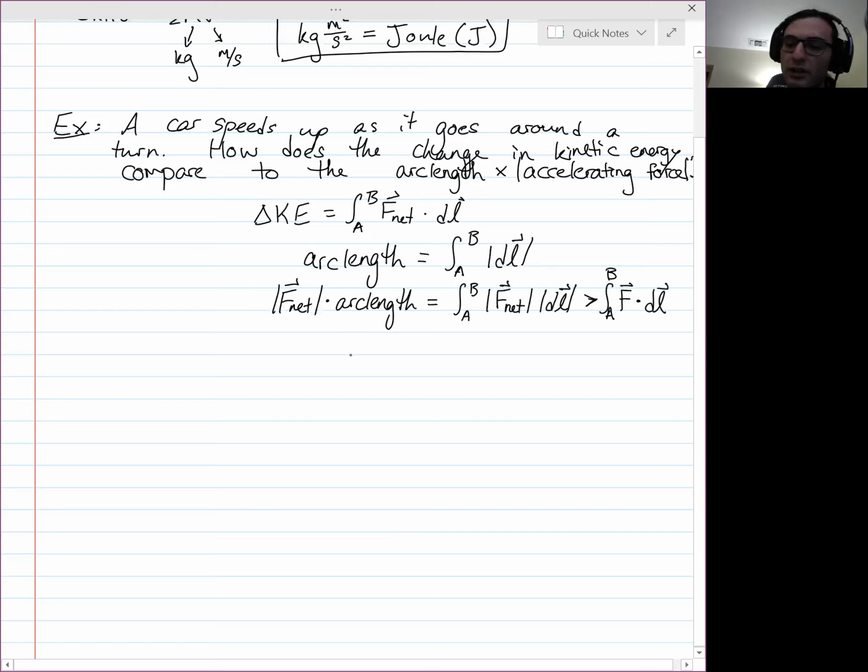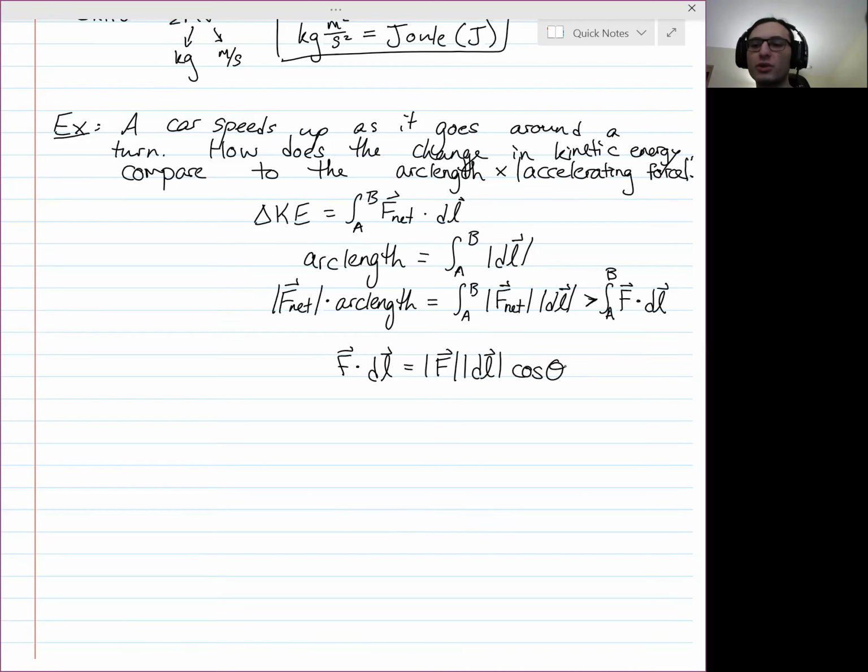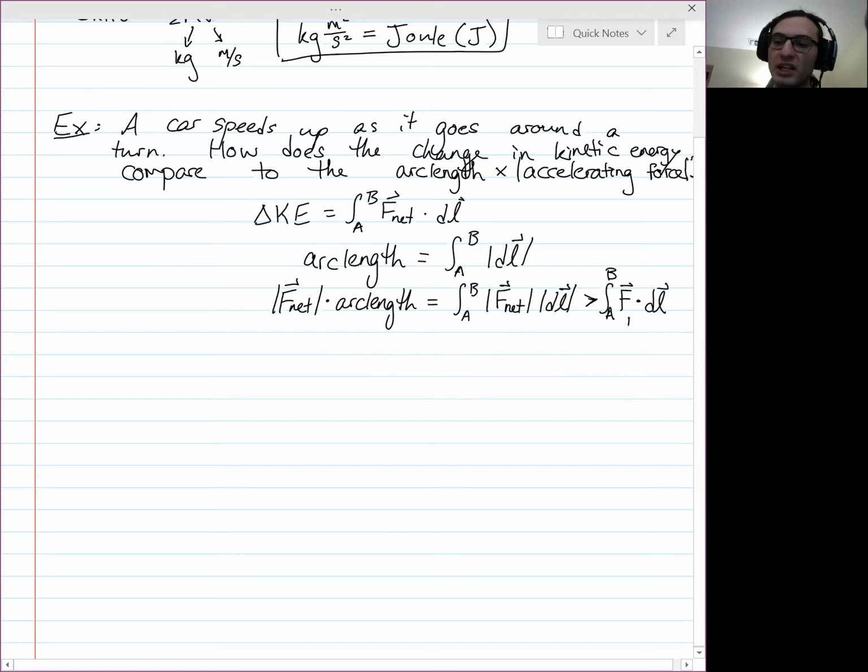Remember that F dot DL is equal to the magnitude of F times the magnitude of DL times the cosine of the angle between them. And the cosine of theta is always 1 or less, right? So if you add up a whole bunch of contributions that are all greater than all of those, then the integrals will compare in the same way. And so what we find is that this is equal to the change in kinetic energy, and so the change in kinetic energy is less than the product of the force and the arc length.